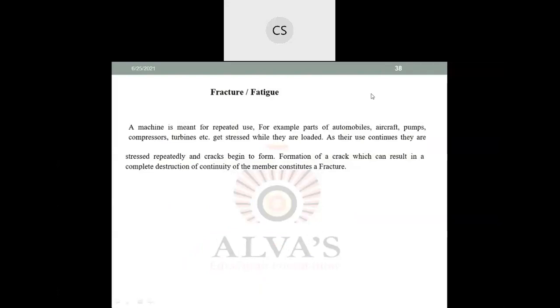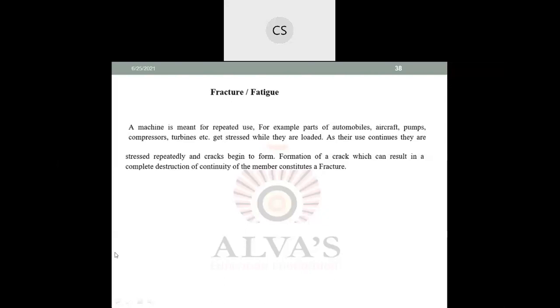When a material or machine or a part of an automobile is repeatedly used, you might have seen a bike cable or brake cable breaks, or different parts of the automobile break. Suddenly it gets broken. Why is it so?